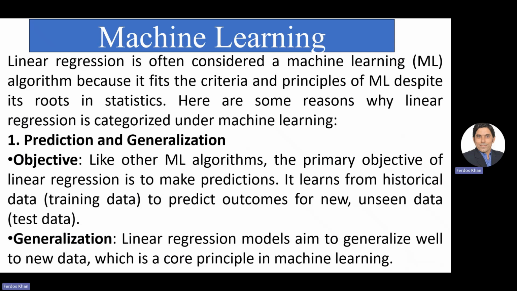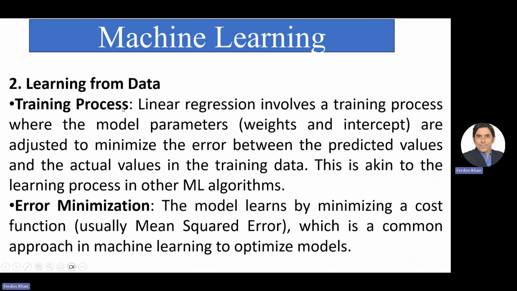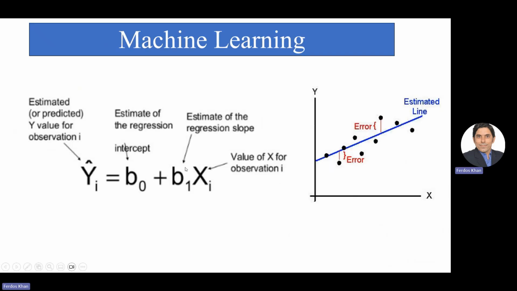That's something you can say is learning. Learning from the data is the same thing. Linear regression involves a training process where the model parameters, weights and intercepts, are adjusted to minimize the error between the predicted values and the actual values in the training data. This is akin to the learning process in other ML algorithms. Here, this is very important. When you are using regression analysis, you are using the least squares method to estimate the unknown parameters beta naught and beta 1, and you are trying to minimize the error between this straight line and these values. So this is something you are learning from the data, trying to minimize this error.